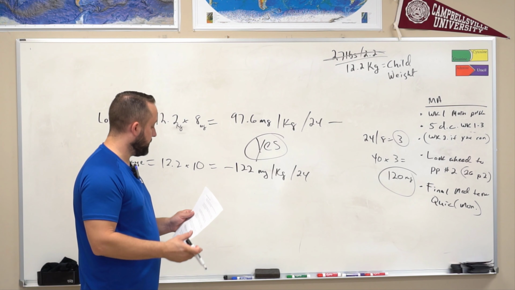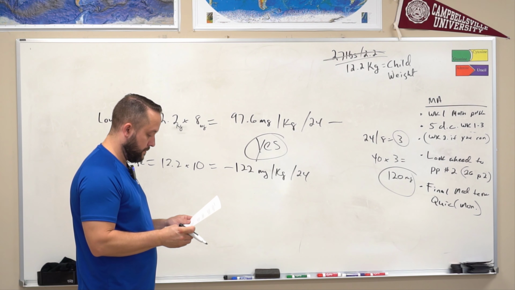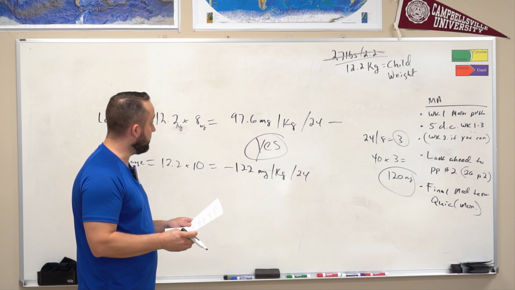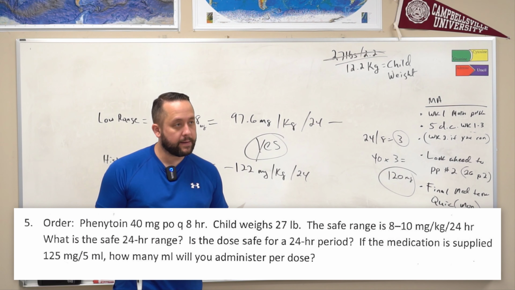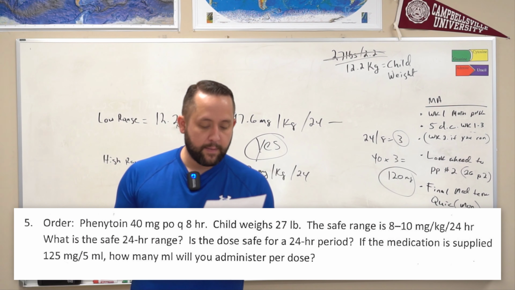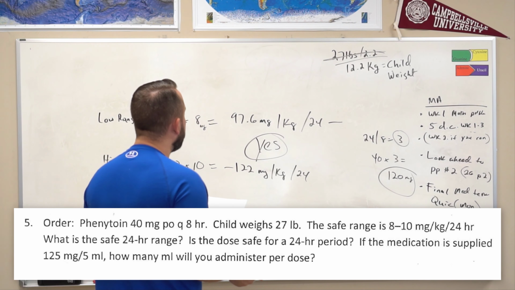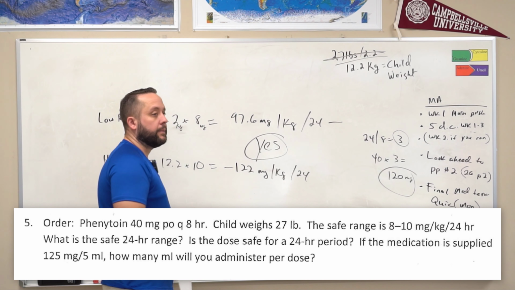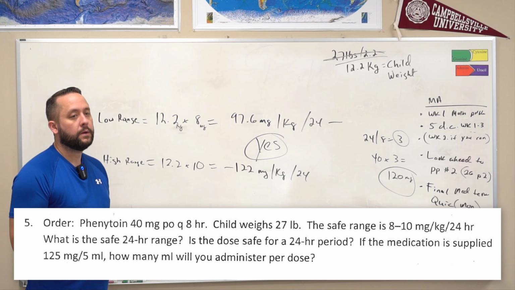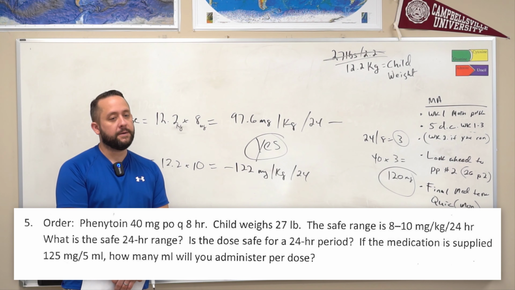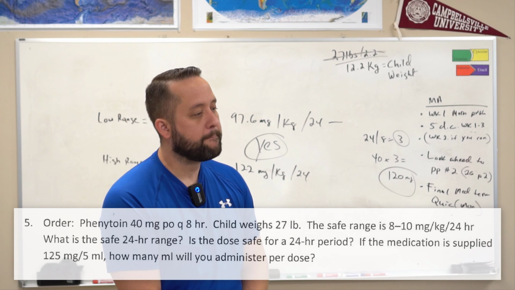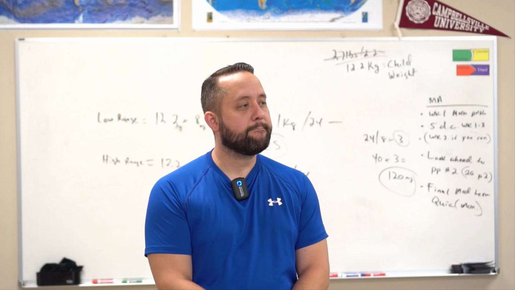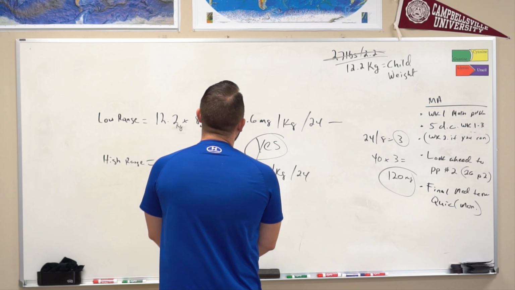Now, the last part. How are we going to solve that? If it's supplied in 125 milligrams per 5 mLs, how many mLs are you going to administer per dose? What's the tool that we're going to use for this? You're supposed to have it written at the top of your worksheet. What's our formula? D divided by H times Q.